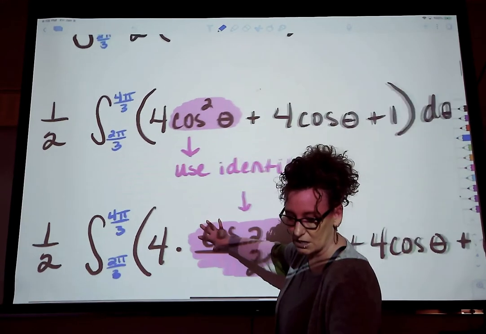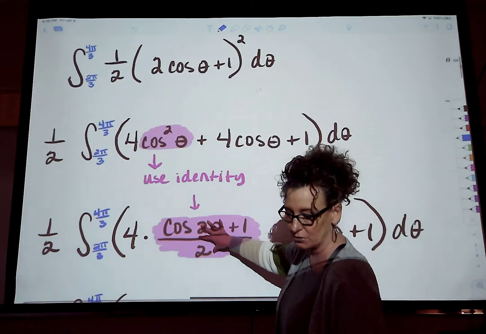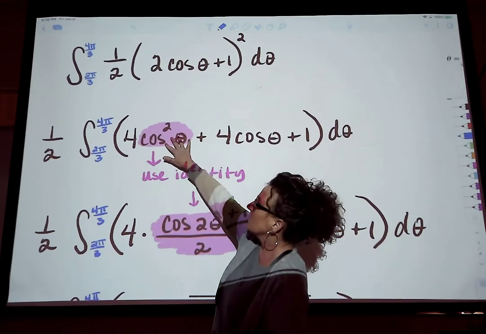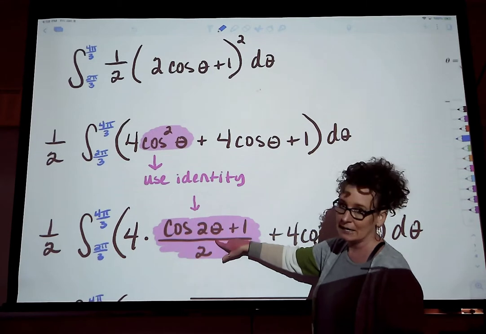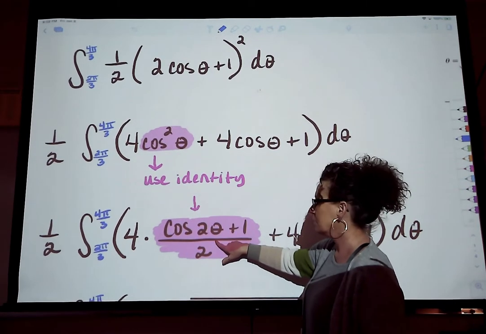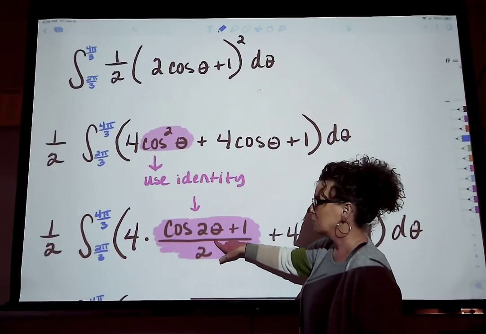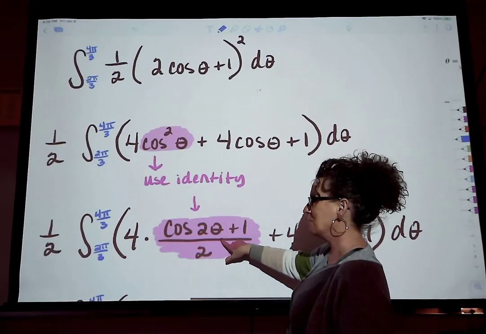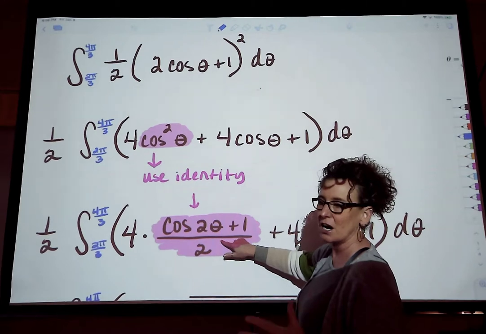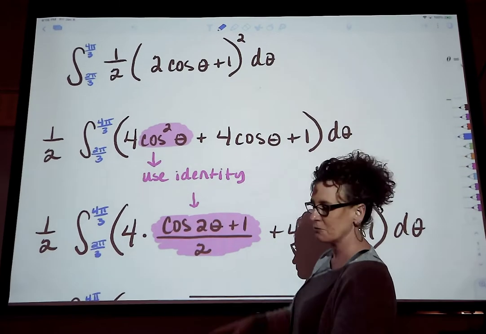So the identity that you're going to use is you're going to replace cosine squared with this. So write that down, keep it handy. If you need it for your test, I'll be sure and warn you. But you're probably going to use it a few times throughout your homework.